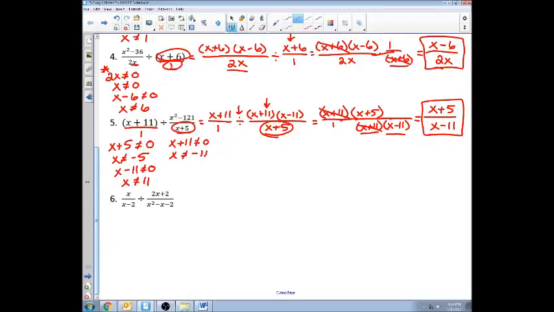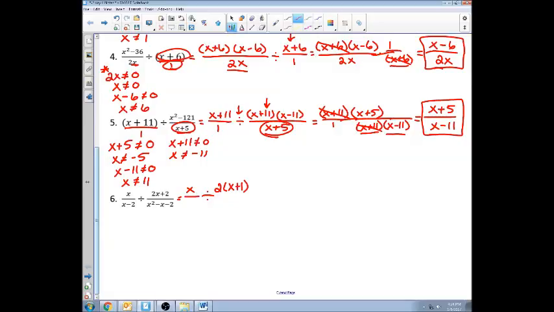On to our last problem. Same situation as we've been doing this entire time. I'm going to look at my top left first. It's just an x. I'm going to have to go ahead and leave that alone. Top right is 2x plus 2. Well, 2x plus 2 can be factored using a GCF. The GCF would be 2, which would leave me with x plus 1.